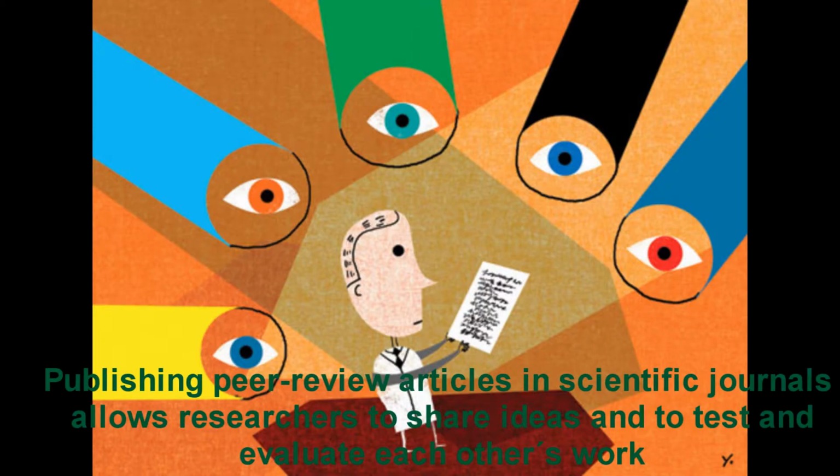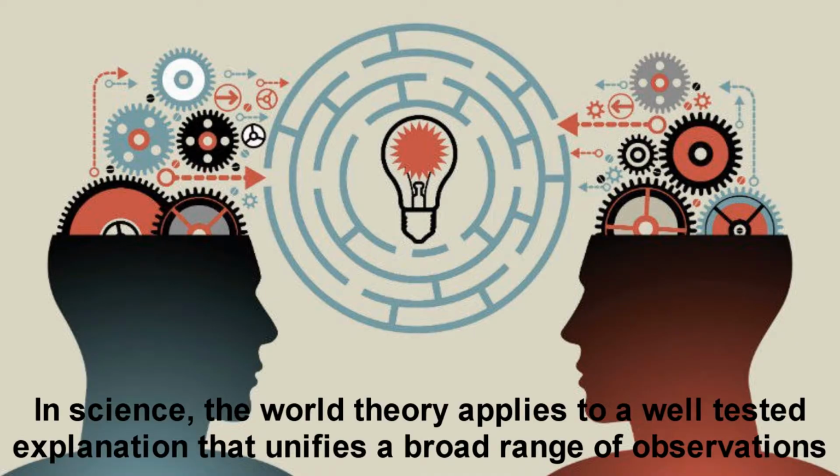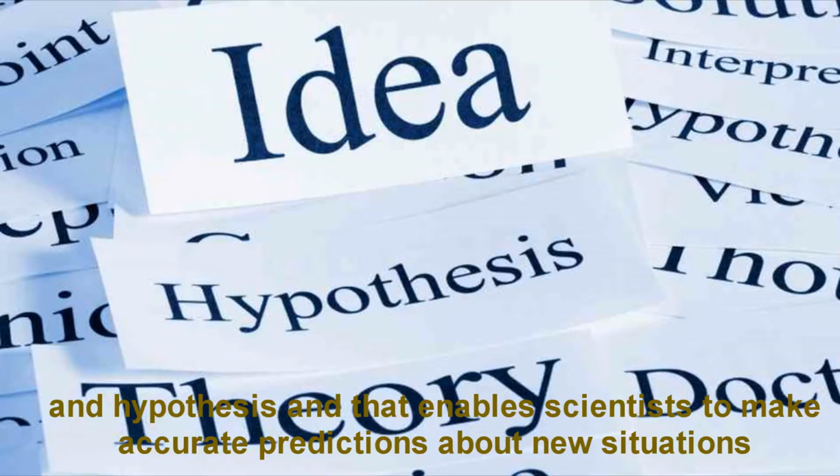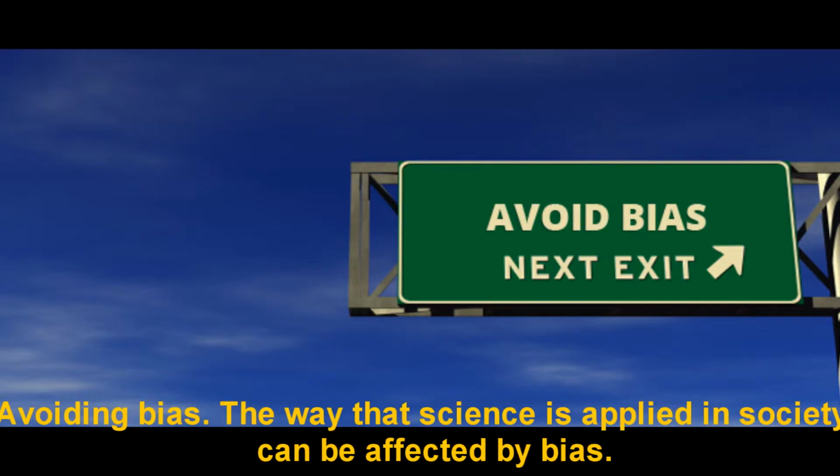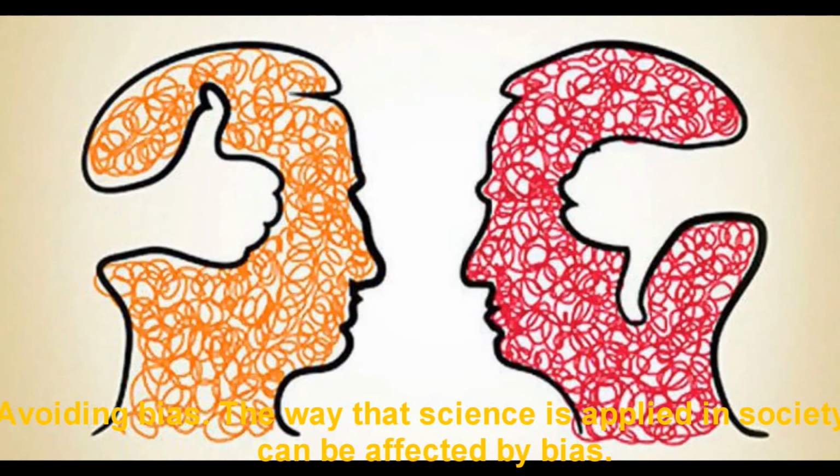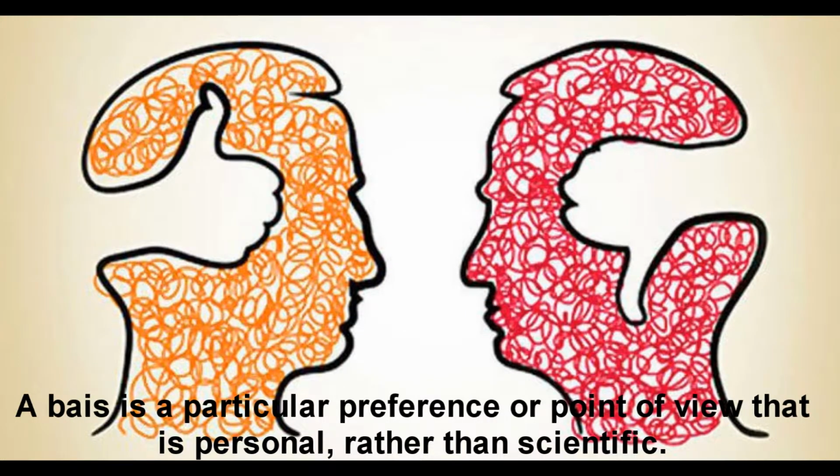Publishing peer-reviewed articles in scientific journals allows researchers to share ideas and to test and evaluate each other's work. In science, the word theory applies to a well-tested explanation that unifies a broad range of observations and hypotheses and that enables scientists to make accurate predictions about new situations. Avoiding bias: the way that science is applied in society can be affected by bias. A bias is a particular preference or point of view that is personal rather than scientific.